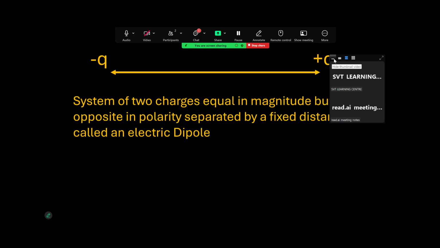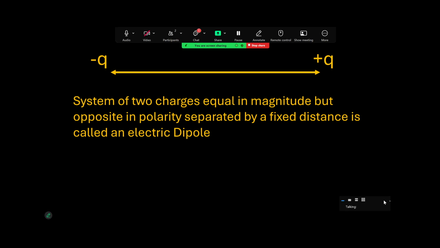So what's an electrical dipole? As you can see over here, an electrical dipole is a system of two charges of the same magnitude but opposite in nature. That is, one is negative, one is positive, separated by a fixed distance.